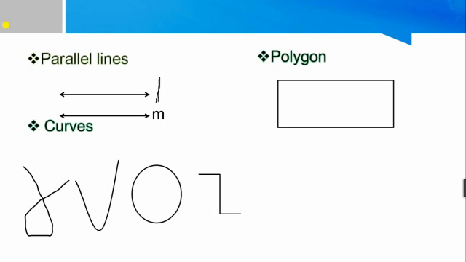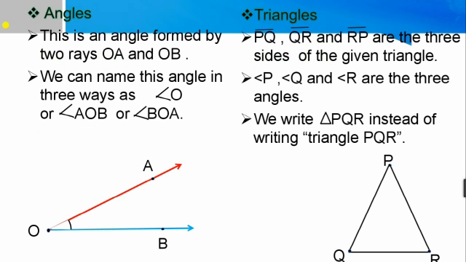Next term, polygon. A polygon is a simple closed curve made up of line segments. Triangle is the smallest polygon. Here I give one example. Next term, angles. An angle is made up of two rays starting from a common initial point. This is an angle formed by two rays OA and OB. We can name this angle in three ways as angle O, angle AOB or angle BOA.